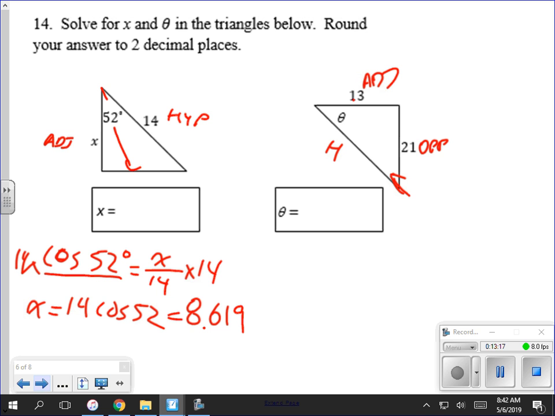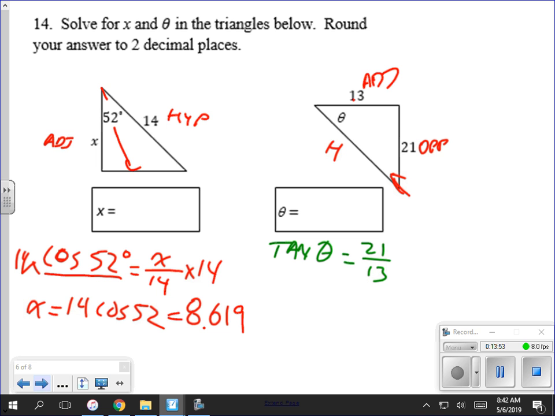Okay, so this one I'm looking for theta, I'm looking for the angle. I still do the same first step. I still set up a trig ratio the same way. I have an angle, and I have the side opposite and the side adjacent. Angle, opposite, and adjacent, no hypotenuse, that's the tangent. So the tangent of theta is equal to the side opposite over the adjacent, 21 over 13. So I always do that first.